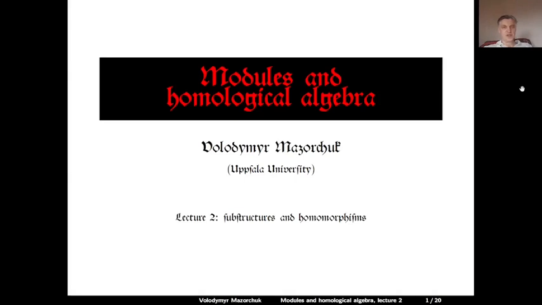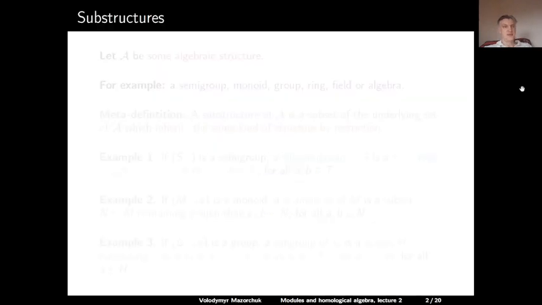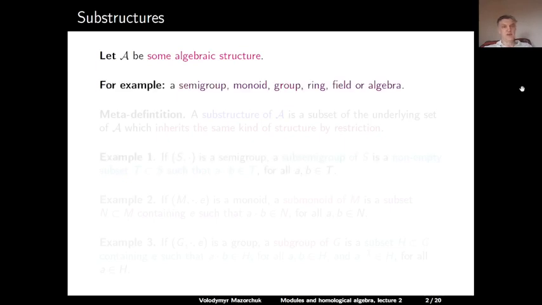Modules and Homological Algebra, Lecture 2, Substructures and Homomorphisms. We start with substructures. Let A be some algebraic structure. For example, it can be a semigroup, a monoid, a group, a ring, a field, or an algebra.